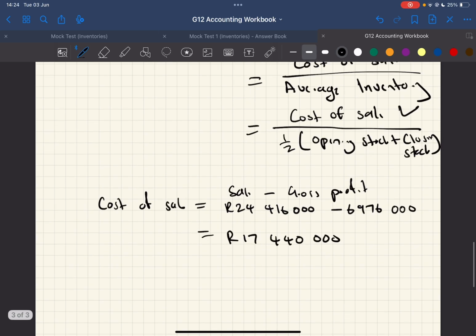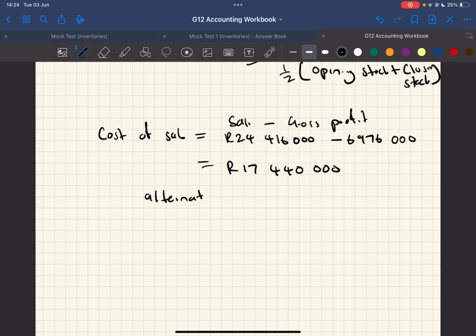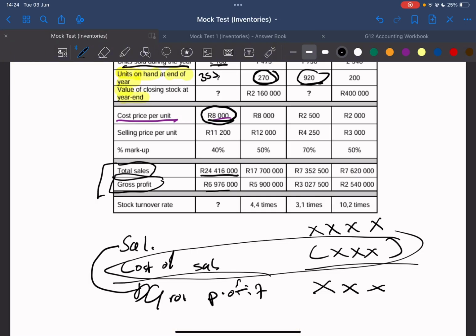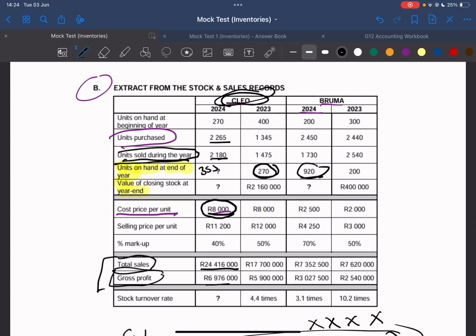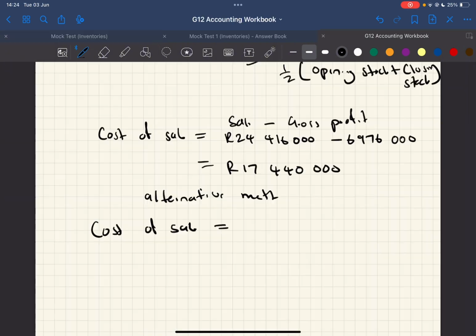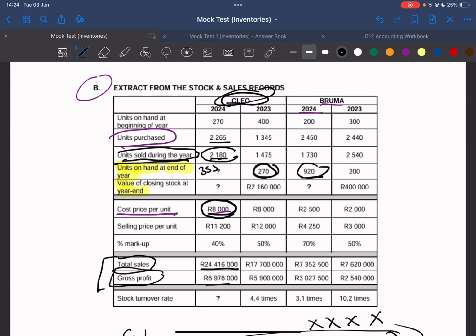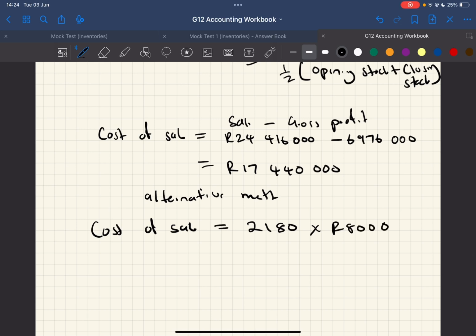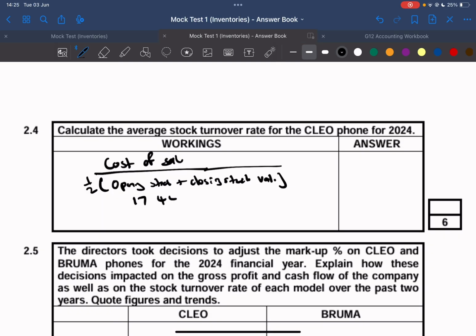Or another way, remember I said cost of sale is basically how much it cost you to buy or make the goods that you sold. So another alternative method is cost of sale is equal to how many units you sold during the year. They gave you that the units sold during the year was 2180 in 2024. So 2180 times how much it cost you to acquire or make this good. The cost price was 8,000 per unit, and we can see that it didn't change from 2023 to 2024. When you multiply those two, it has to give you the same amount, which is 17,440,000. So I'm just going to put it here and say 17,440,123.